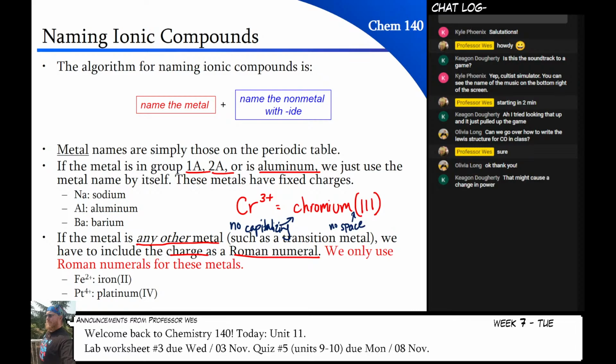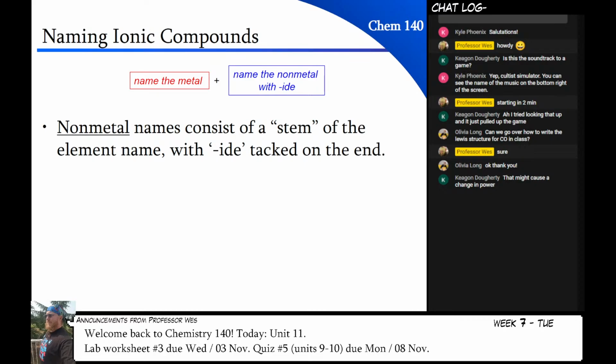All right, now how do we name the non-metal? Well, if you take the name off the periodic table and chop part of it off, you'll replace it with "ide." Now, you've probably seen a bunch of these before, but just in case you haven't, we'll go back over here.